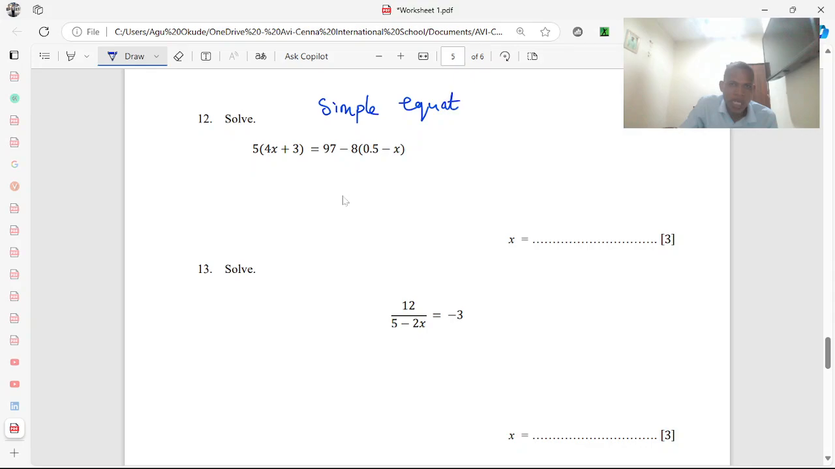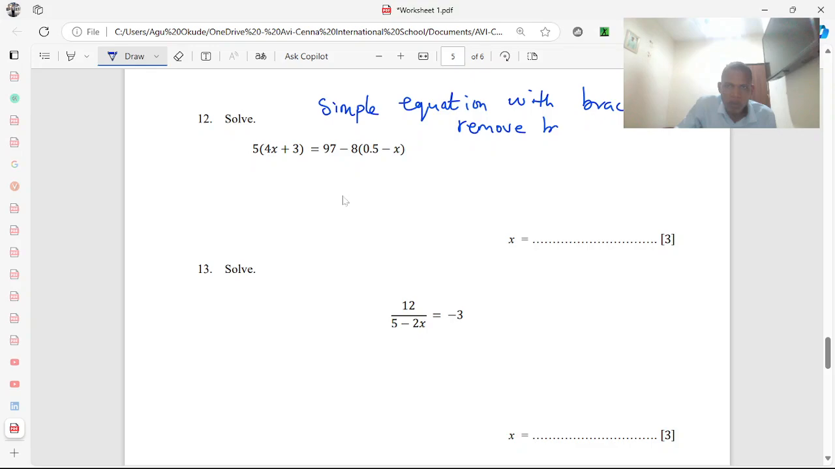Now this equation has brackets. Simple equation with brackets. Now if you have a simple equation with brackets, what do you do? The first thing I'm going to do is to remove all the brackets.